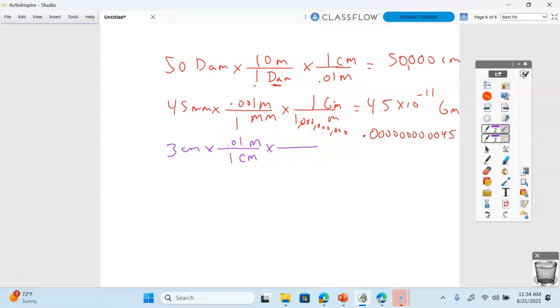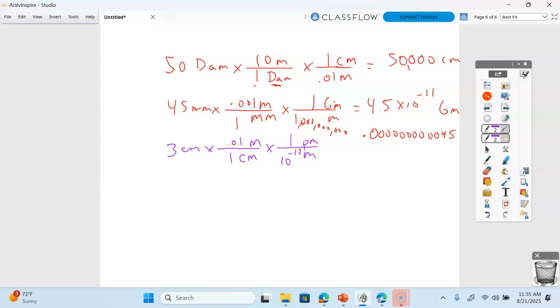What has to go on the bottom? The meters. Meters has to go on the bottom. What do I want to turn it into? I'm going to turn it into picometers. Okay. Now, according to the chart, 1 picometer is how many meters? 10 to the negative 12.